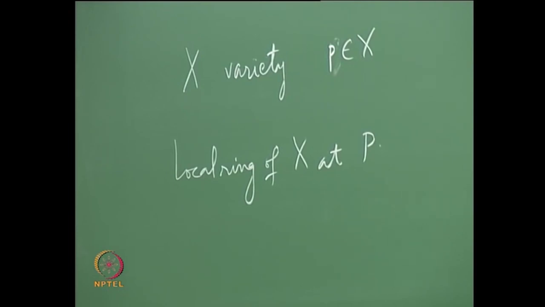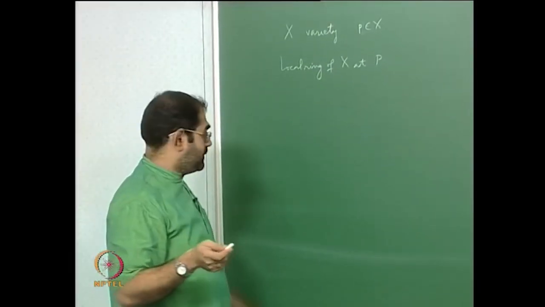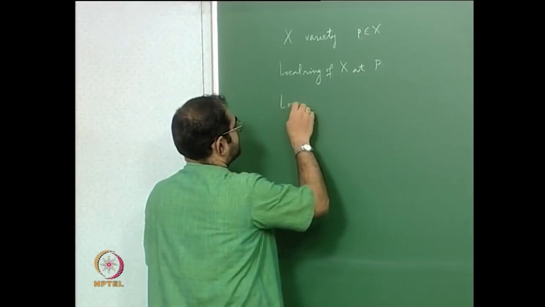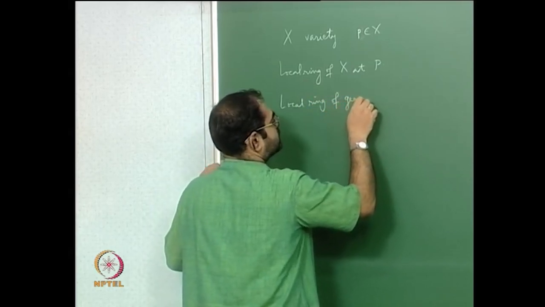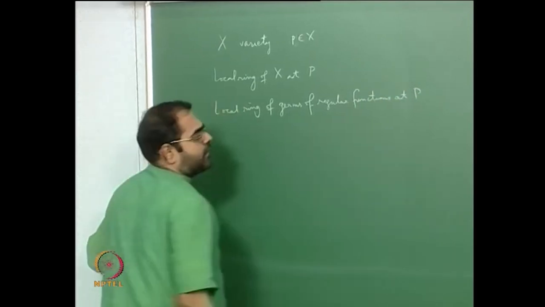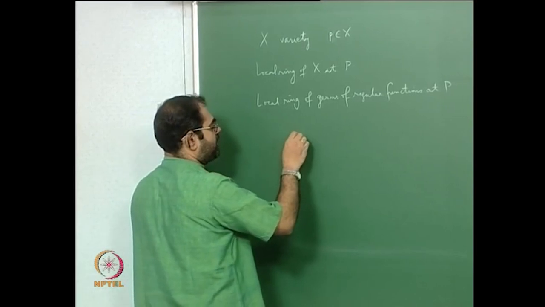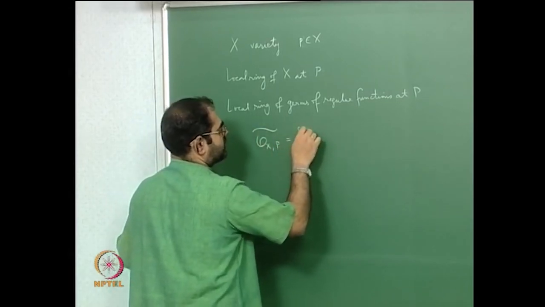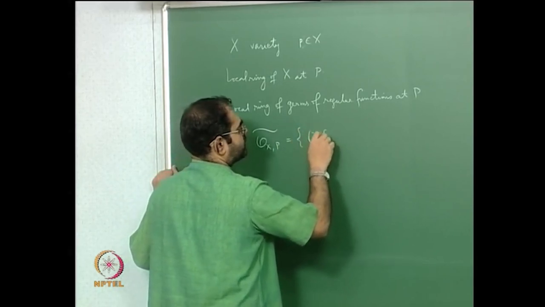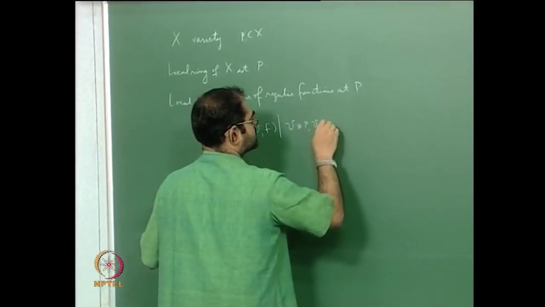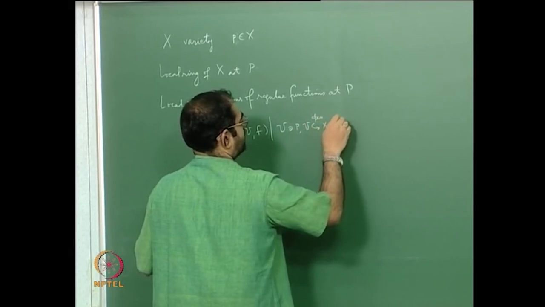Well, in fact, to expand it, it is actually called the local ring of germs of regular functions at P. Okay, so let me write this as the local ring of germs of regular functions at P. And how was this defined? This was defined in the following way. We took O_{X,P} tilde to be the set of all pairs of the form (U, F), such that U contains P, U is an open subset of X, and F is a regular function on U.